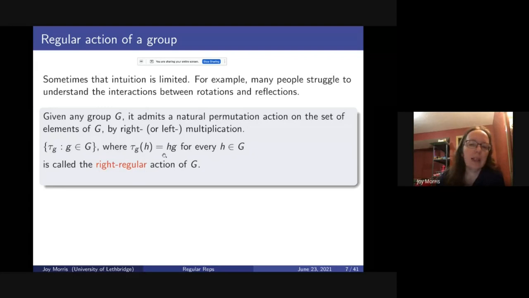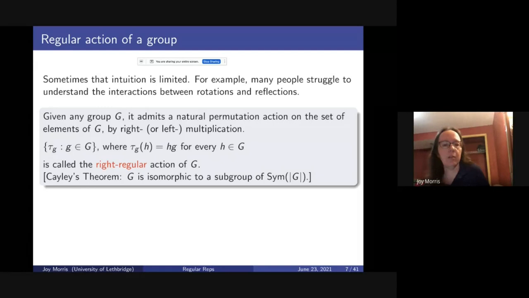If we left multiply by G instead of right multiplying by G, then that would be the left regular action. And at least when I'm introducing Cayley's theorem that every group is isomorphic to a permutation group, this is the method that I use. I show them the right regular or left regular action of the group on itself to show that it's a permutation group on the elements of the group itself, and therefore a subgroup of the symmetric group acting on that many elements.